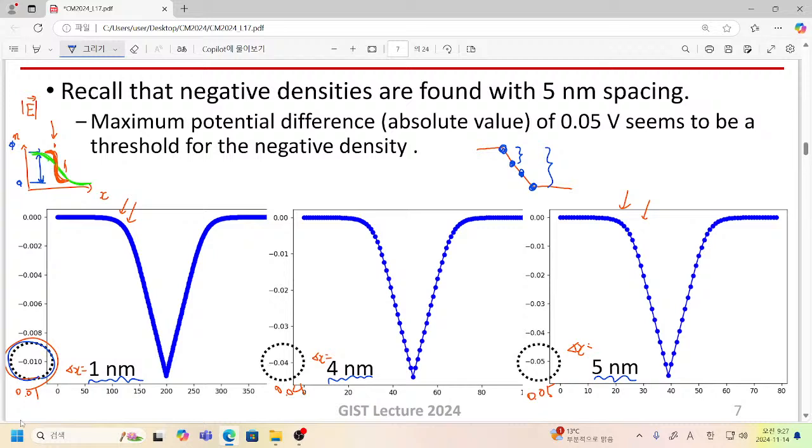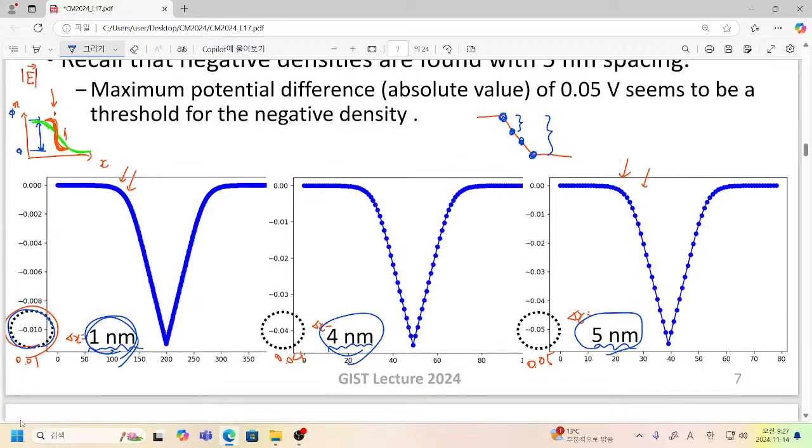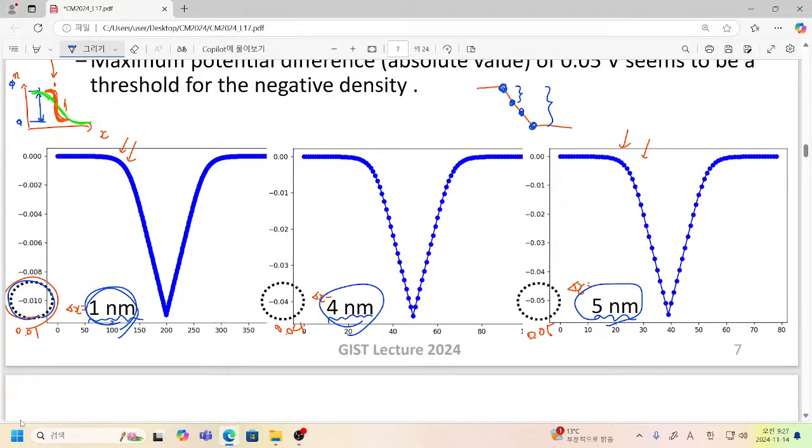So you can easily understand that 1 nanometer and 5 nanometer show approximately 5 times difference, and 1 nanometer and 4 nanometer also show about 4 times difference. It is because the profile is given and only the spacing is reduced, so that's the reason why the potential difference is scaled accordingly. Now let's have a look at these three graphs once again.